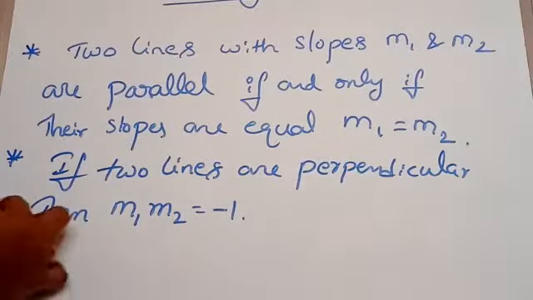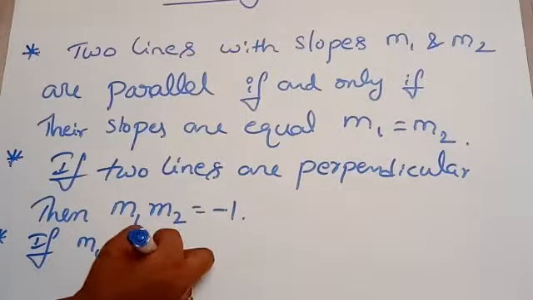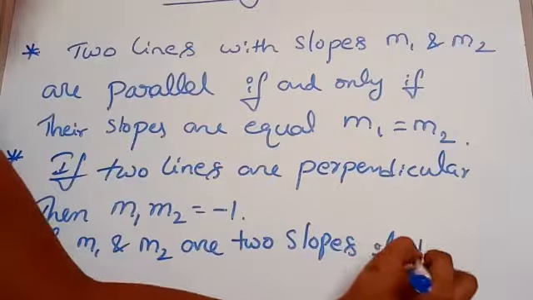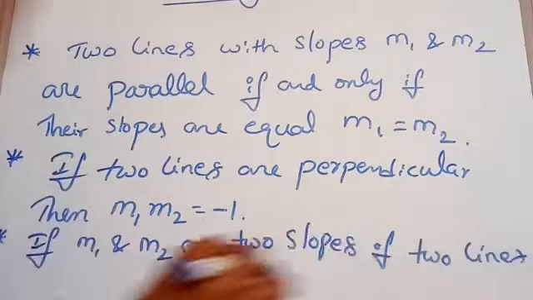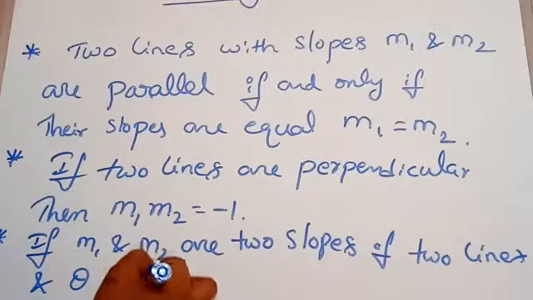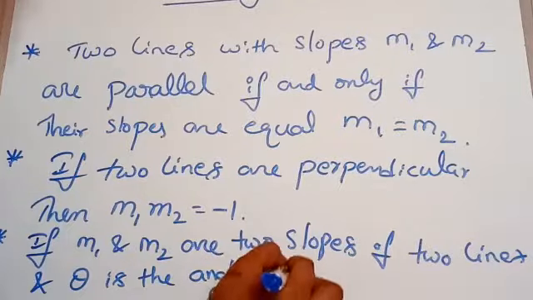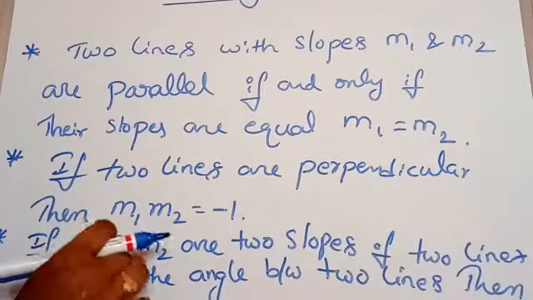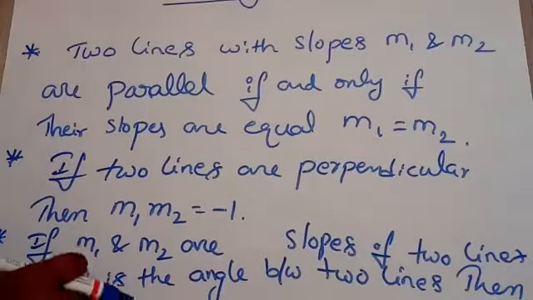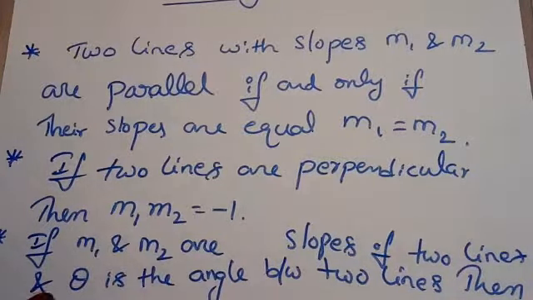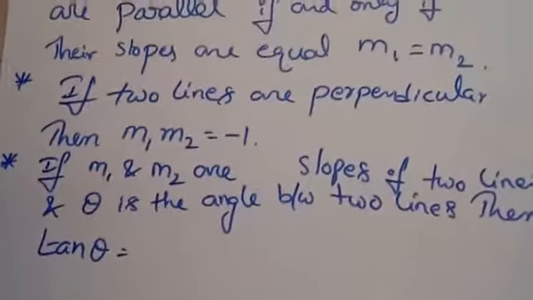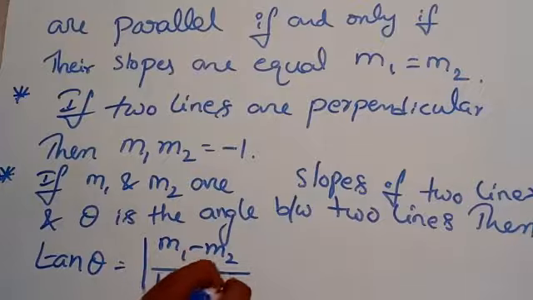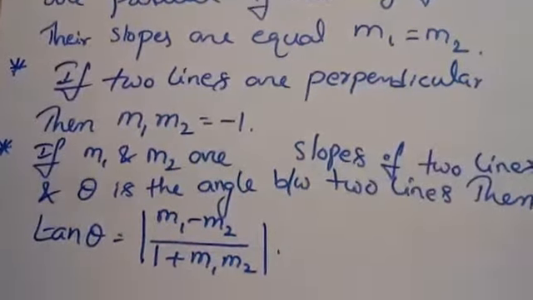And the next point is, if m1 and m2 are the slopes of two lines and theta is the angle between the two lines, then tan theta is equal to m1 minus m2 by 1 plus m1 into m2. These are the very important points of straight lines.